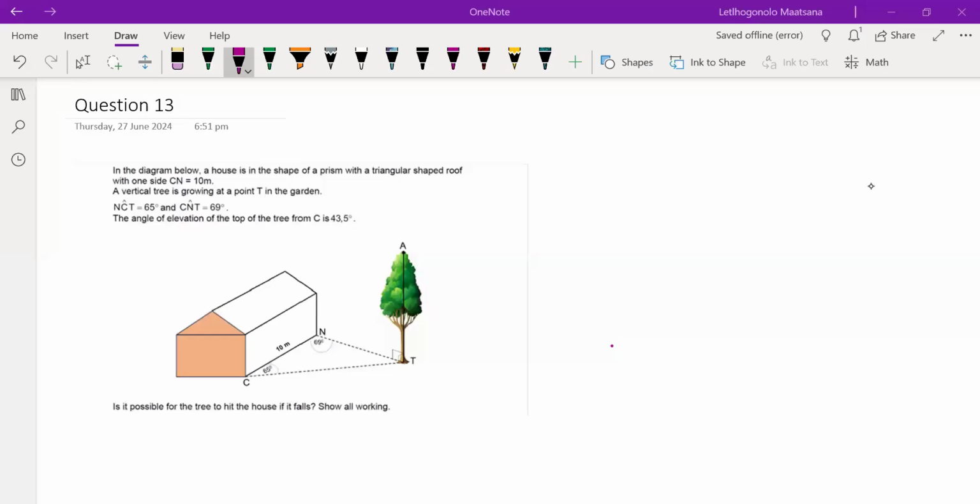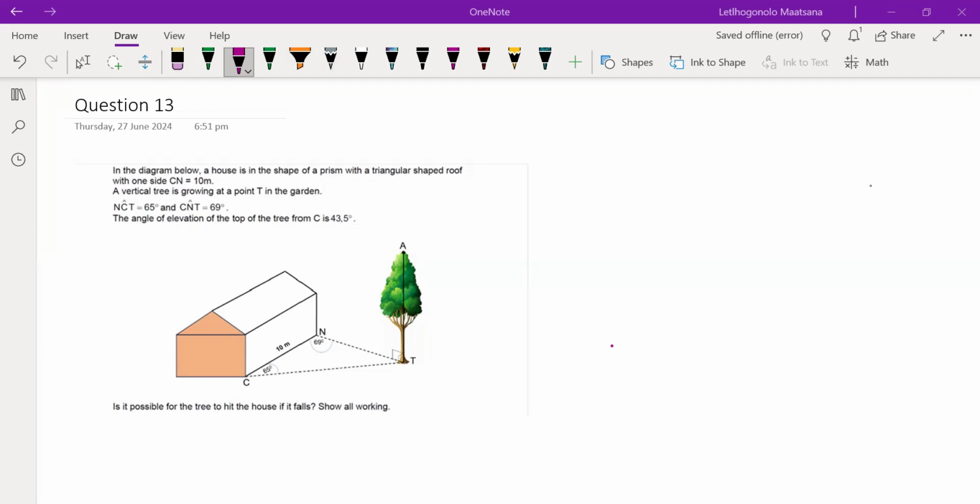Record progress. Question 13 says, in the diagram below, a house is in the shape of a prism with a rectangular shaped roof with one side CN of 10 meters. The vertical tree is growing at a point T in the garden. Angle NCST is equal to 65 degrees, angle CNT is equal to 69 degrees. The angle of elevation of the top from point C is 43.5. Is it possible for the tree to hit the house if it falls?